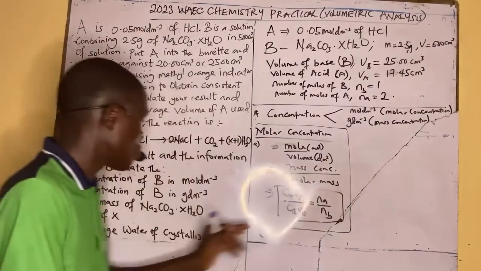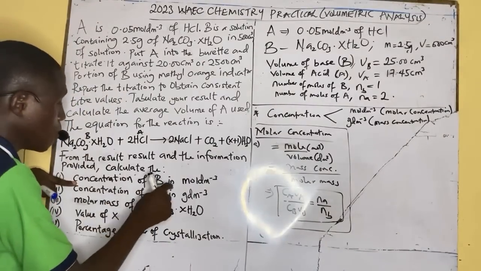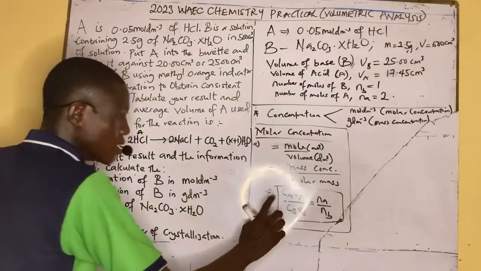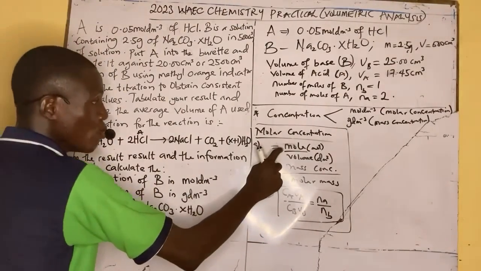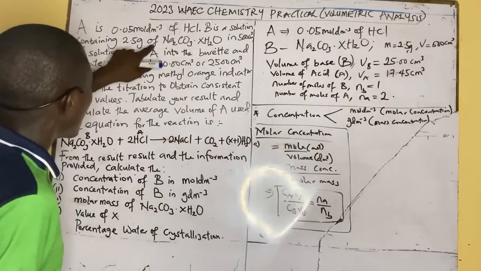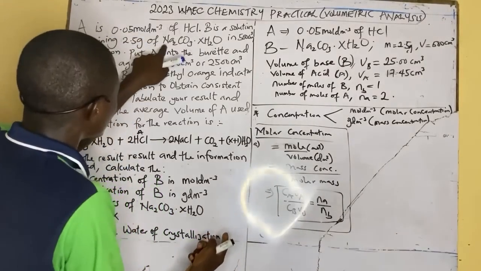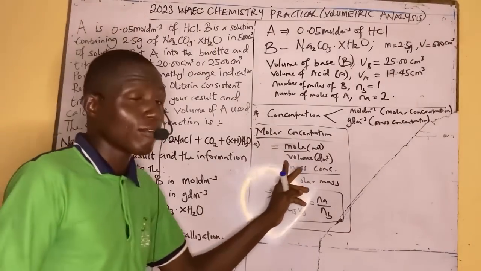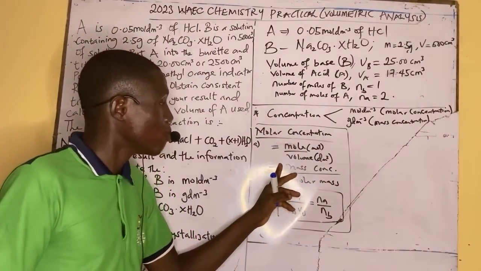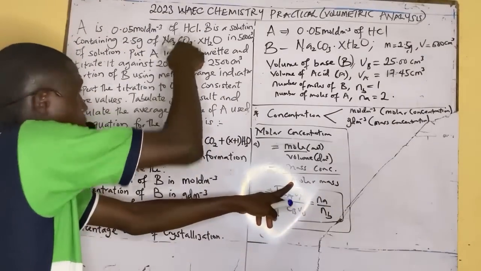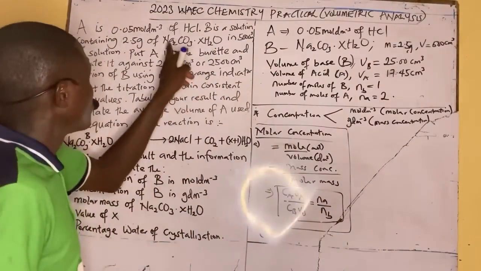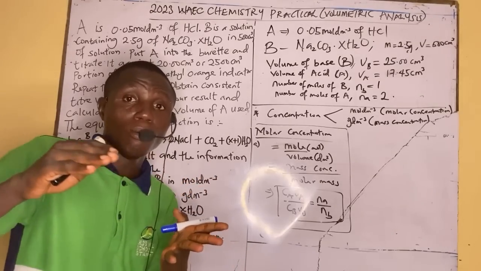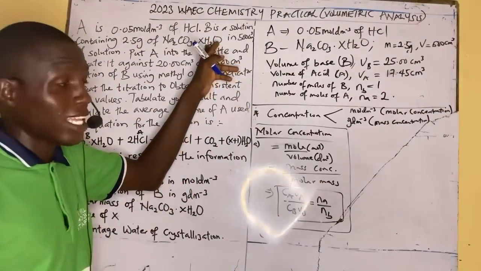So if I want to solve this form of question, the concentration of B in mole per dm³, I could use any of these three. But the problem now is I can't make use of mole over volume. Why? Because I cannot get the mole, because B contains an unknown. I also cannot use mass concentration over molar mass because B contains an unknown. You cannot calculate the molar mass of a compound which has an unknown X, an unknown number of moles of water of crystallization.